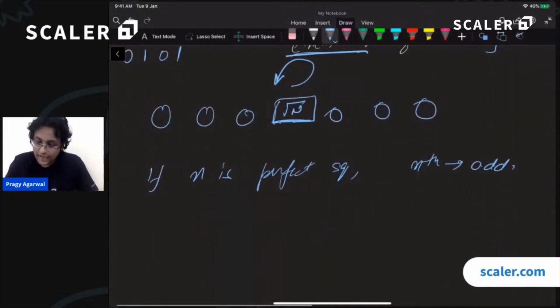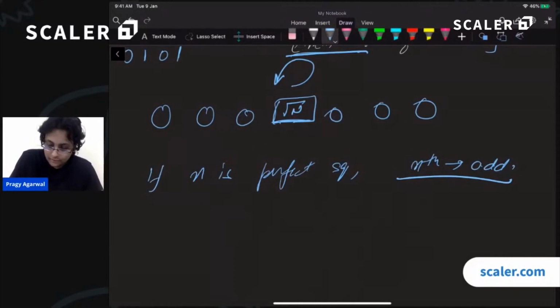On the other hand, when n is a perfect square, we will toggle it an odd number of times. So what will be the final state? We started with closed, we move to open, we move to closed. Since we will do this an odd number of times, the final state will be open, right?